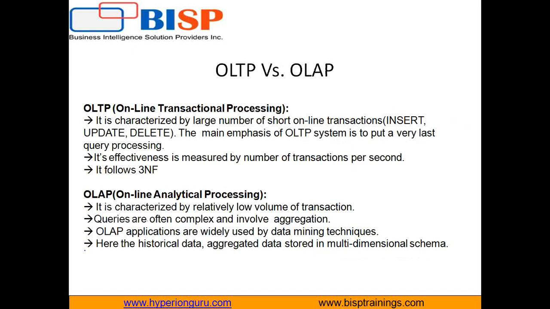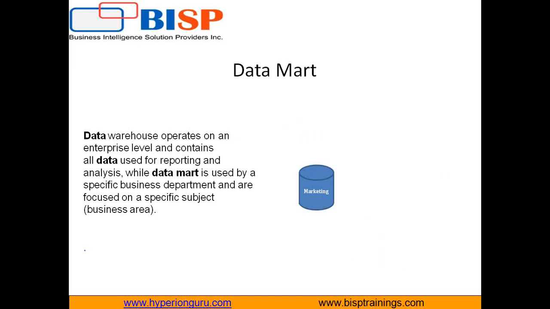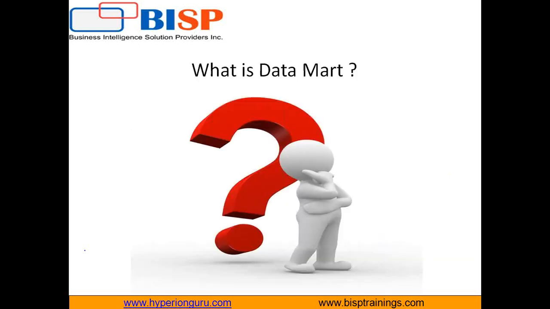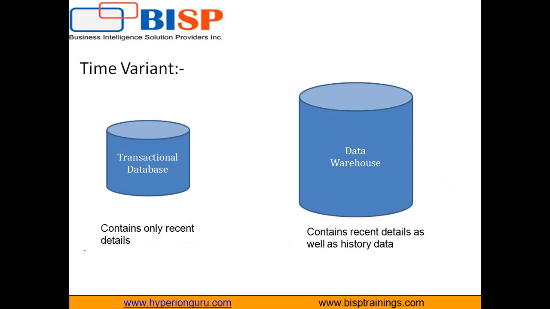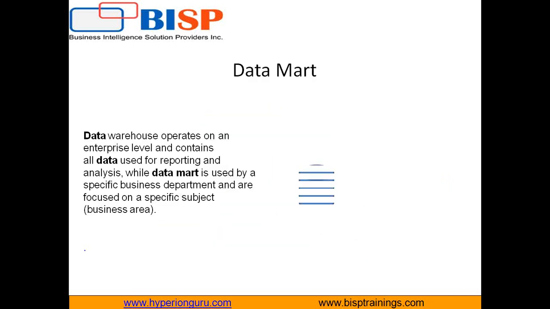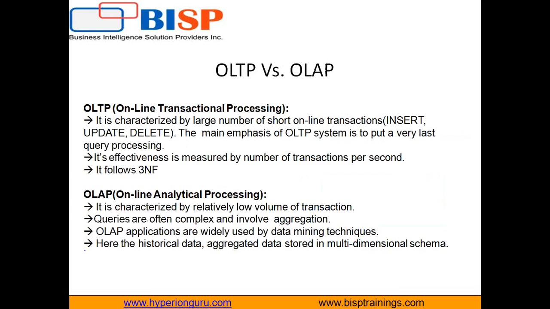Okay, so when we were discussing the characteristics of a data warehouse, we came to know that a data warehouse is time variant. Now this comes to the concept of OLTP and OLAP. What is OLTP, what is OLAP, and why do we need them? OLTP means online transactional processing.